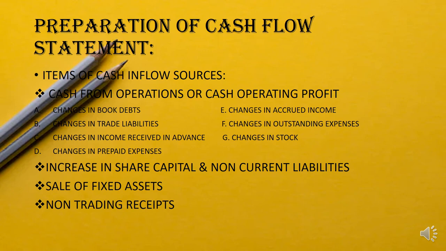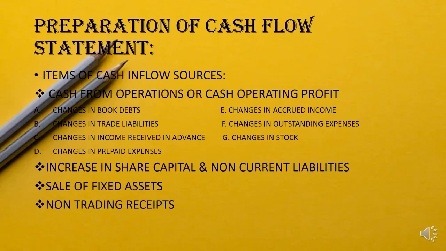And the last one under cash from operations will be changes in stock, which can be expressed like cash from operations is equal to net operating profit plus decrease in stock or minus increase in stock. Apart from this, we are going to see increase in share capital and non-current liabilities. The increase in share capital, debentures, long-term loans, etc. is usually considered as inflow of cash.